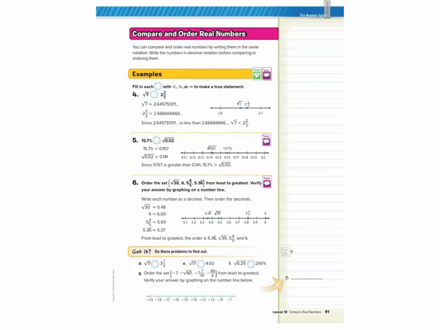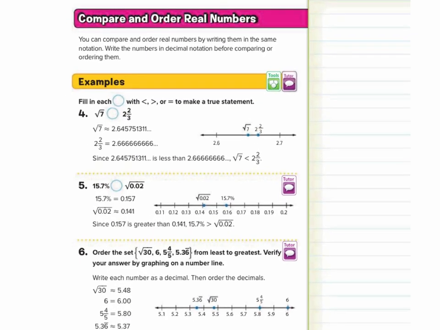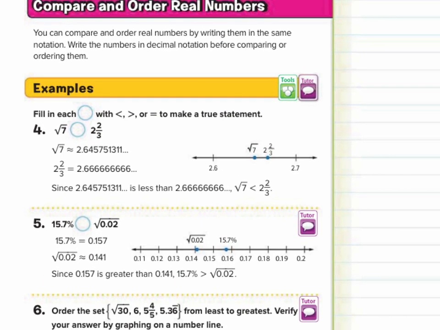So a number like 10 is natural, whole, integer, and rational. Now we can compare and order real numbers. As it says, you can compare and order real numbers by writing them in the same notation. Now it says to write the numbers in decimal notation before comparing or ordering them. And that will be easiest today, to write all of these real numbers, whether they're rational, irrational, whole, integer, natural, whatever, as decimals.